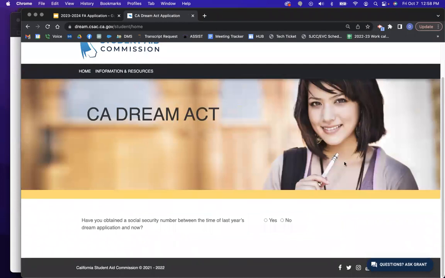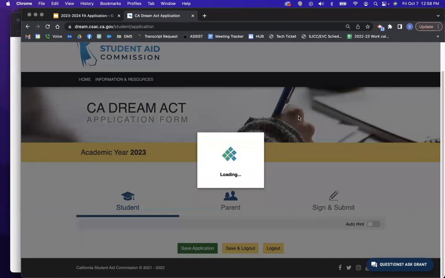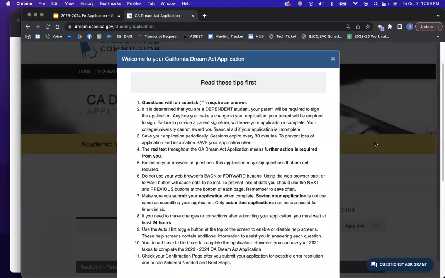Then it's going to ask you if you have obtained a social security number since the last time you did this application. So since last October, if you got a social, then you're going to say yes. In this scenario, I'm going to say no. If you have DACA, you can obviously say no because it's not a new number that you've got. It's the same number. You could put your DACA number. If you do not have DACA, you don't have to worry about it. You do have an ITIN number that you will be able to use as identification.